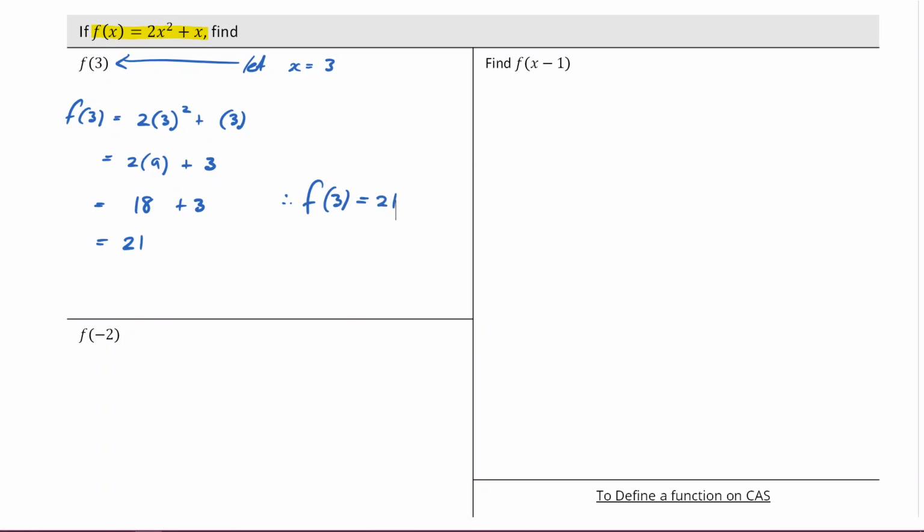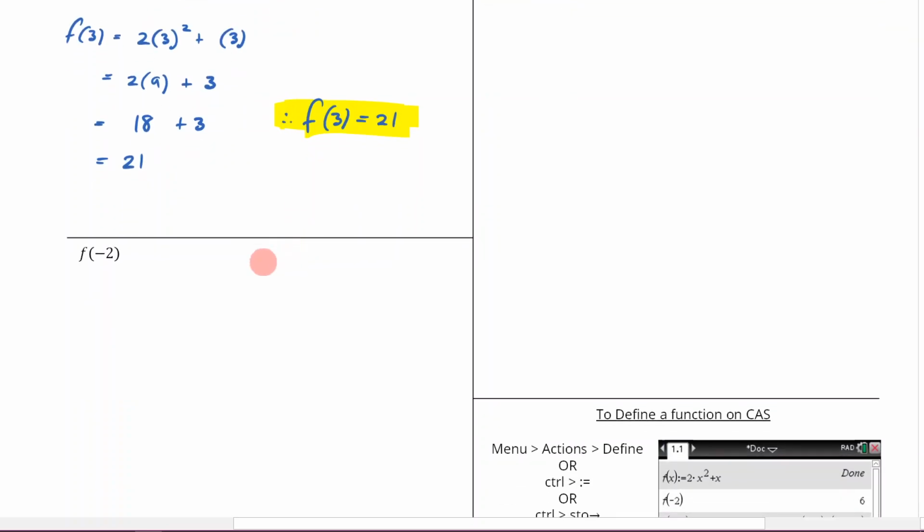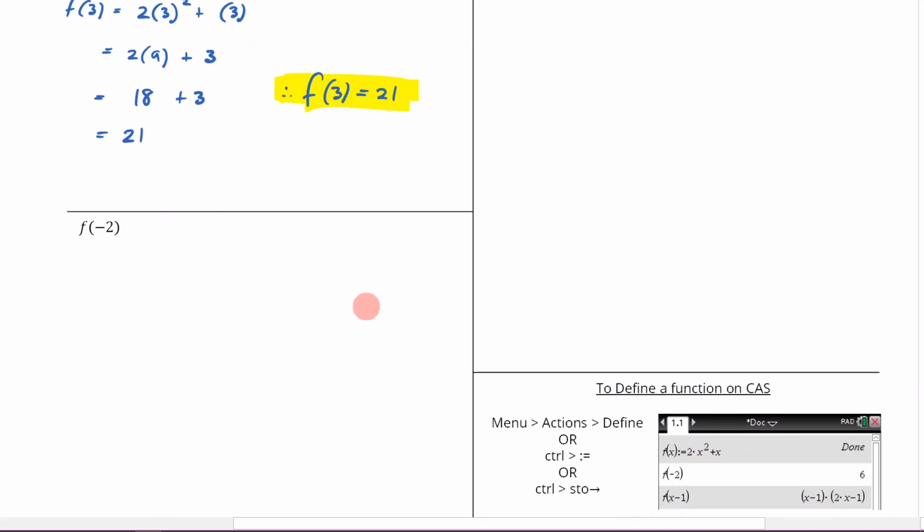That's all we're doing here. That's all it's asking us to do. So f of 3 is equal to 21. You might like to pause the video and see if you can do this one for yourself. So again, all it's telling you to do is to let x be equal to -2.